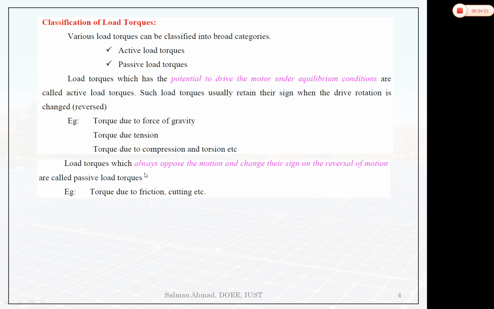Now a load torque which always opposes the motion and changes its sign on reversal of motion, whenever the speed gets reversed, the load torque also gets reversed, is a passive load torque. Most of the time you will find that in electric drive systems the loads are of passive nature. Some examples are torque due to friction, cutting, etc.